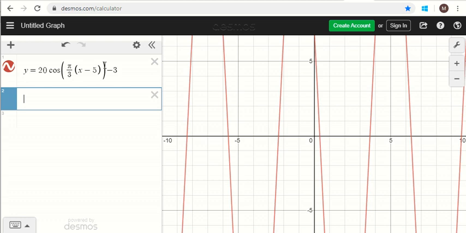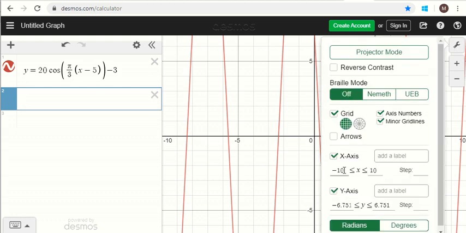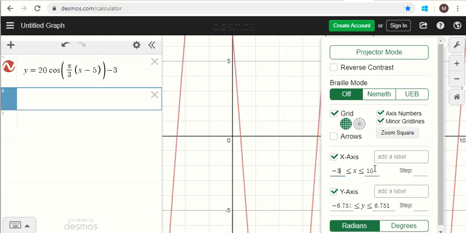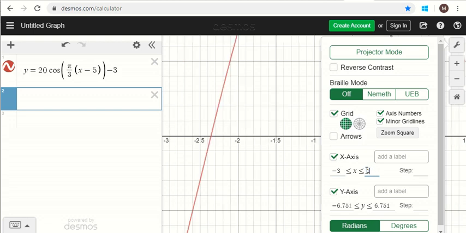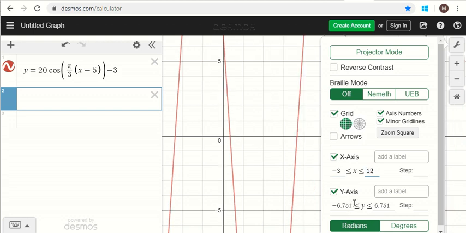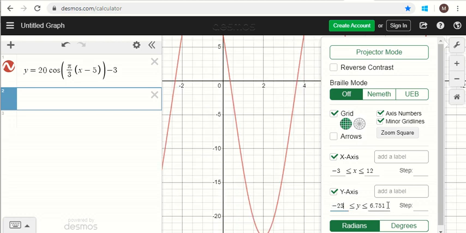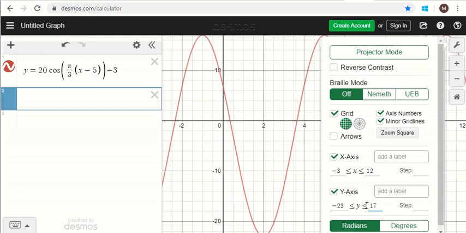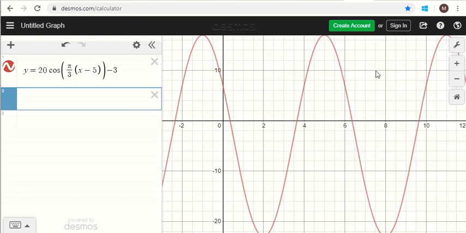And you can see that my graph here is not looking real pretty, but I can go to my wrench and I can look at my graph settings. My x-axis was the time, and in my graph that I did, I went from, let's say maybe -3 seconds up to 12-ish seconds. My y-axis was my distance from the riverbank, and I went from -23 meters to 17 meters. So now you can see I have a nice looking graph here that resembles what I had on my paper.